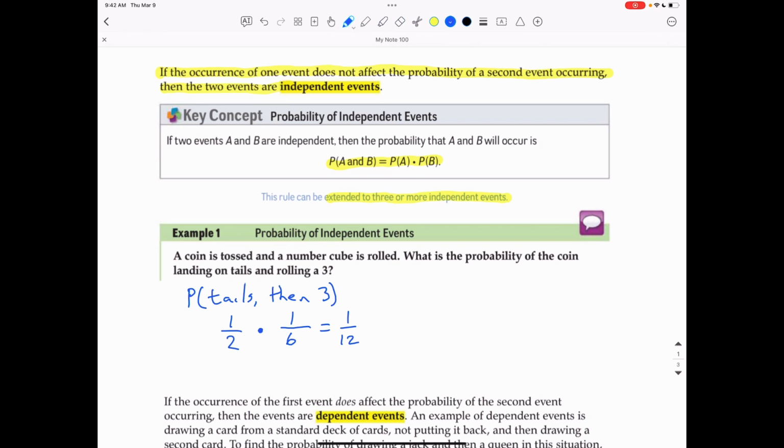You can actually see that with the sample space. If we listed out all the possibilities, in other words, heads 1, heads 2, heads 3, heads 4, heads 5, heads 6, and then compare that with tails 1, tails 2, tails 3, and so on, you can see that there are 12 combinations of possibilities for flipping a coin and rolling a die, and of those 12, only one of them is tails 3. So that's another way of showing that it is 1 out of 12, although I think it's much easier if you find the probabilities individually and then multiply them.